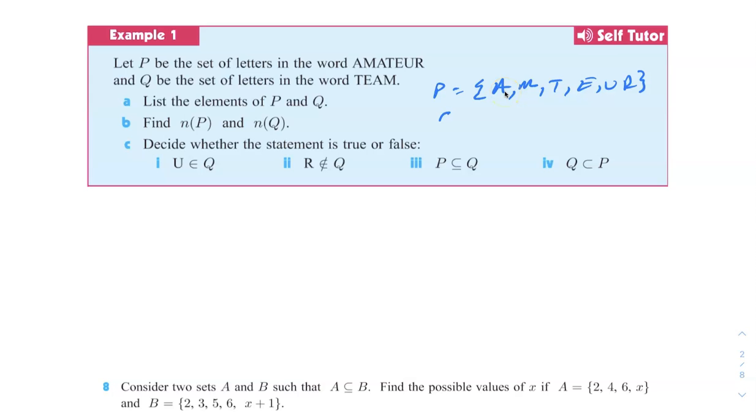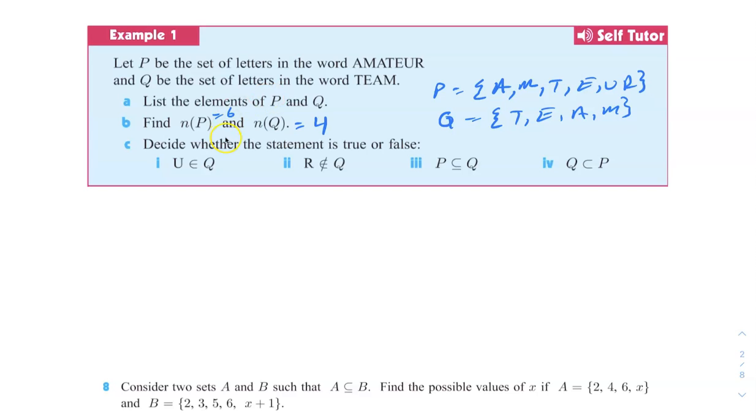And then Q would be team, T-E-A-M. Again, alphabetical order would be better, but I'm just going quick here. List n of P, so how many elements are in P? There's 1, 2, 3, 4, 5. I'm asking for Q, there's only 4 elements in Q. 6, I can't count. 6 elements in P.